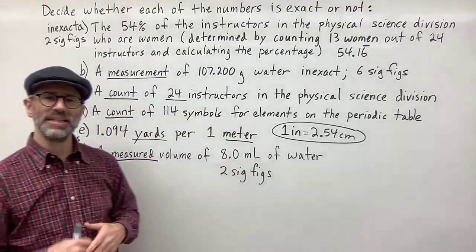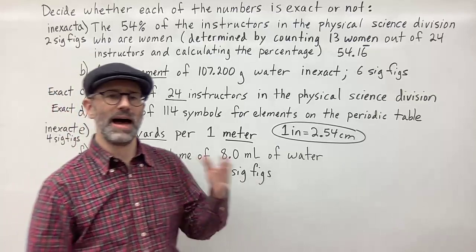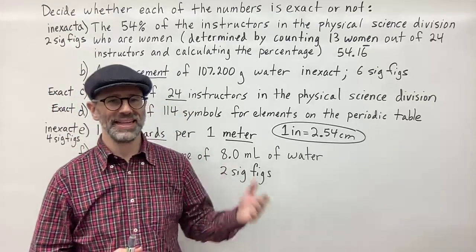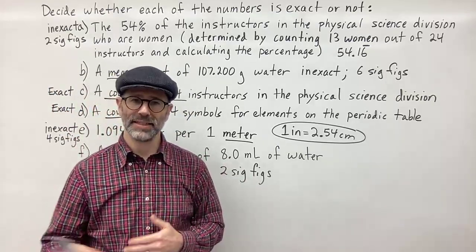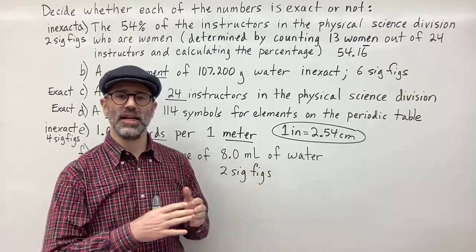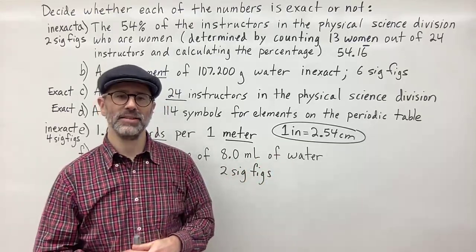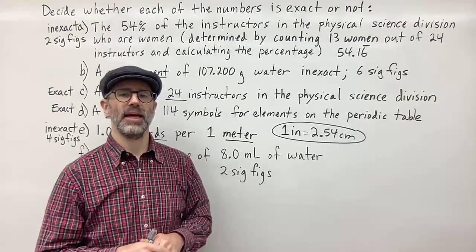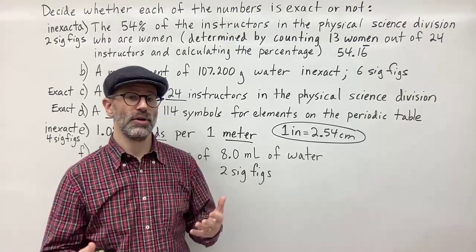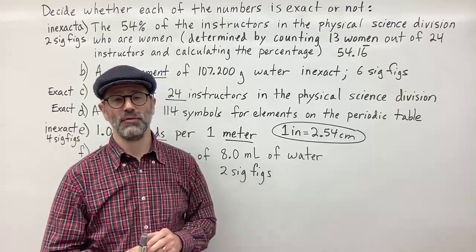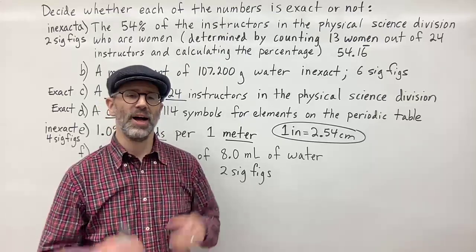And that, ladies and gentlemen, is how you determine whether the value you're given is exact or inexact. If it's exact, then there's an infinite number of sig figs. You can ignore them. If it's inexact, if it's a measurement, then you're going to have a certain number of significant figures that you have to determine from the value. I hope this was helpful.